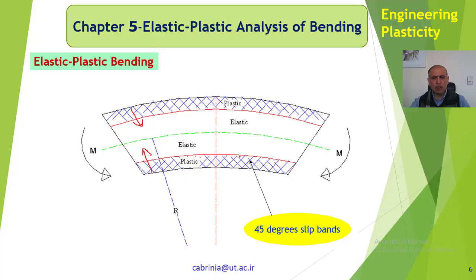Now these 45 degrees, of course, are for mild steel. If the material of this beam is mild steel, then you will see these 45-degree slip bands, which we showed, for ductile material this is true. Okay, so as we increase this bending moment further, these plastic regions move towards the center line, which is the neutral axis.